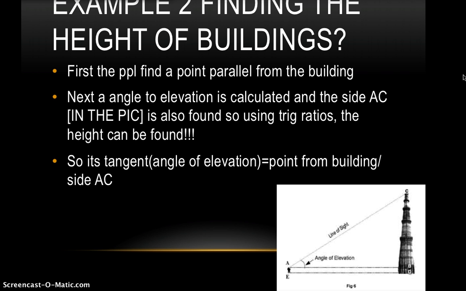Example 2 is cut off also, so you can't really see it. Example 2 is finding the height of buildings and other objects. First, people have to find a point which is parallel from the building. Next, we need to find the angle of elevation, and we have to find the side AC, which is depicted in the picture. Using the trig ratios, the height can be found. We use tangent of the angle of elevation equals the height of the building over side AC. So we can find side AC using that.